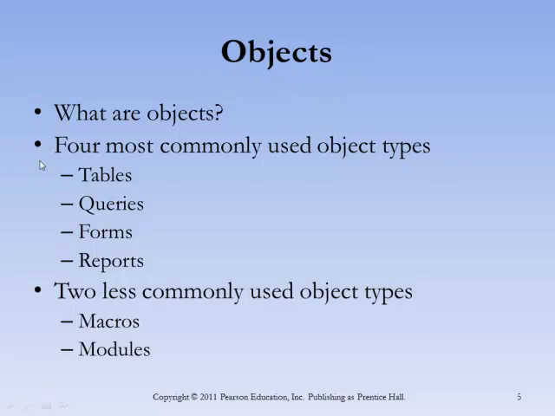Objects. When we get into Access, you're going to see, and we're going to use these throughout this semester, these are the 4 most common types of objects inside of an Access database, and actually any database for that matter. But tables, queries, forms, and reports. And in particular, this course focuses on tables and queries mostly.